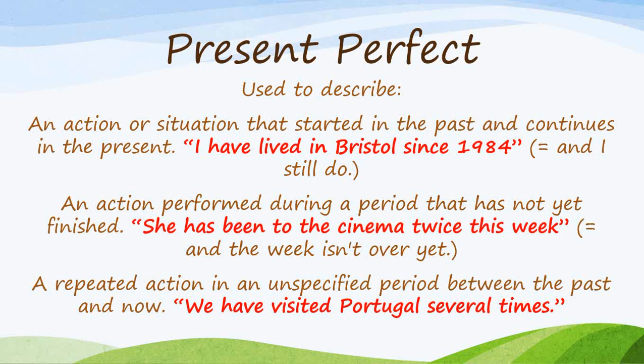Now we are going to talk about the present perfect. The present perfect tense is used to describe an action or situation that started in the past and continues in the present. For example, I have lived in Bristol since 1984, and I still do. That means that I'm still living in Bristol.